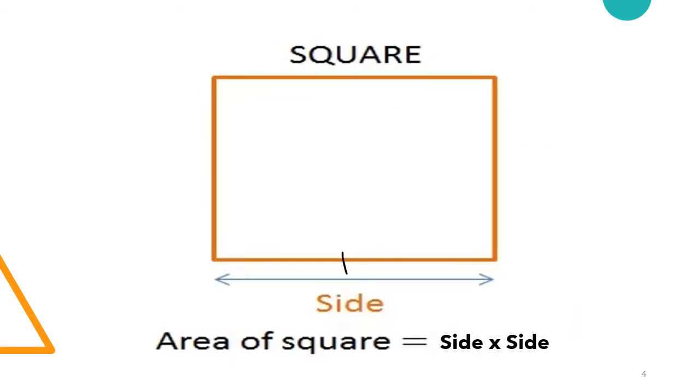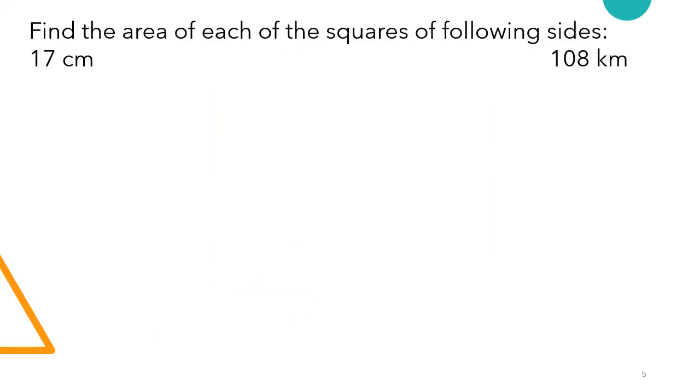In a square, all four sides are of equal measure. That means they all are in equal length. So area of a square is side multiplied by side.